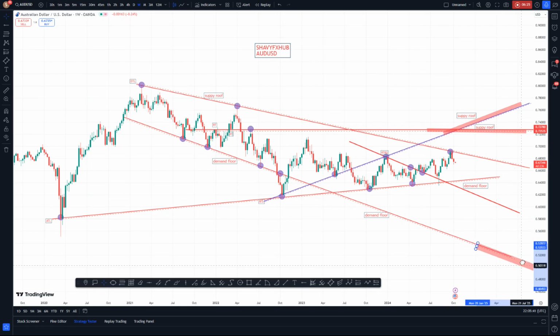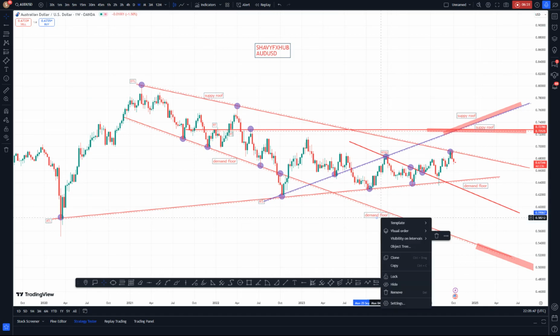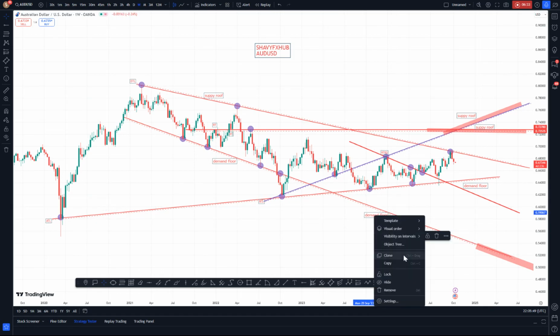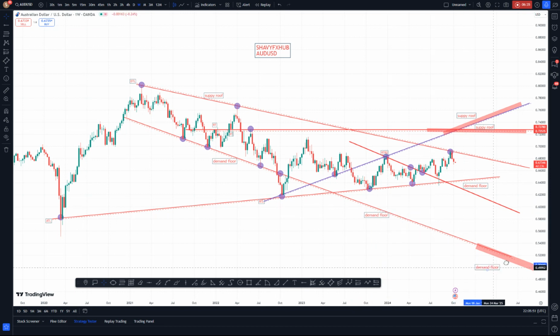So this is a demand zone. It's a demand floor, a demand descending trend line. You can see every time price touches that floor, it's always a buy. A touch here buy, touch here buy, touch here buy, break of structure, no retest. So we expect price to come down for retest. It's gonna be a long ride.